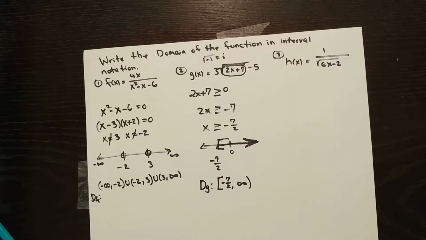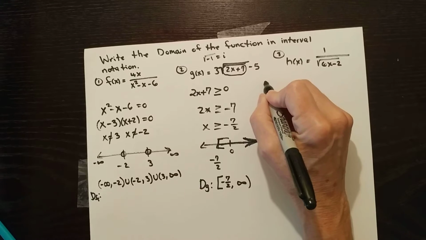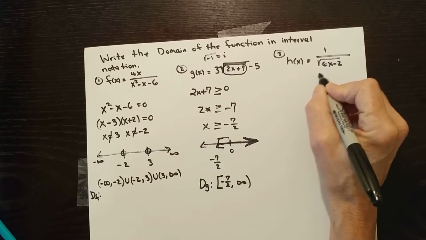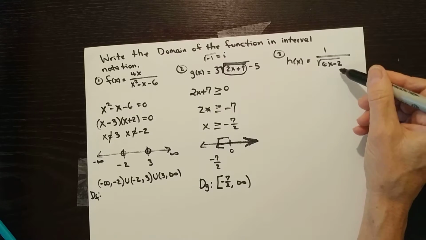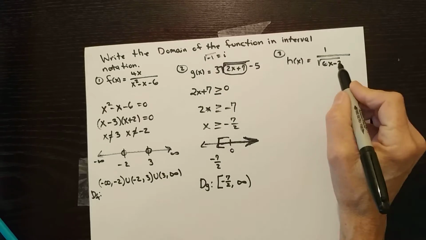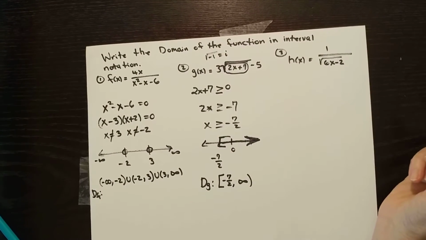All right, let's look at H. In H, we have two things going on. We have a division problem, because I see a fraction, and we also have a square root. So we've got to handle both of those issues. We can't divide by 0. Okay, so here's one thing. The square root of 6x minus 2 cannot equal 0, and also we can't have negatives under here. So first, let's deal with the imaginary number issue.